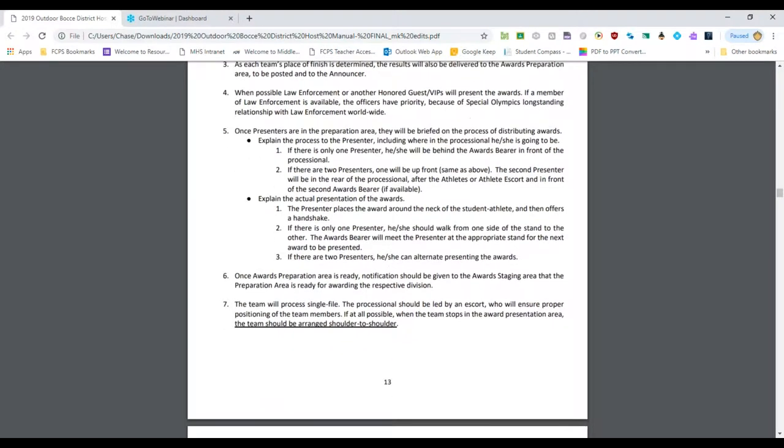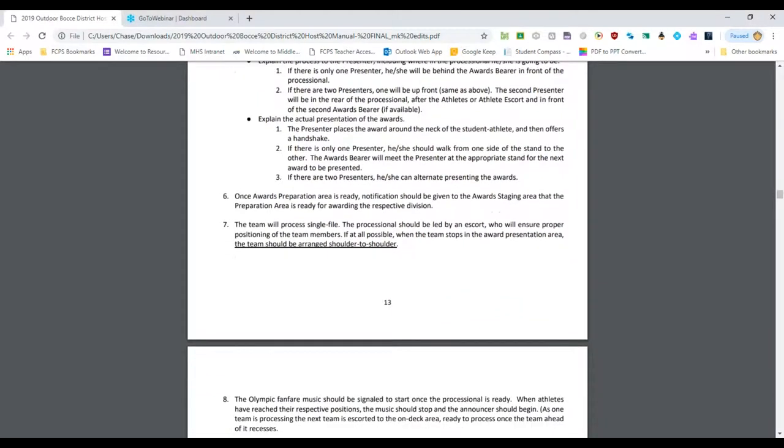Once presenters are in the preparation area, they will be briefed on the process of distributing awards. We'll explain the process to the presenter, including where in the processional he or she is going to be. If only one presenter, he or she will be behind the awards bearer in front of the processional. If there are two presenters, one will be up front, same as above. The second presenter will be in the rear of the processional after the athletes or athlete escort and in front of the second awards bearer if available.